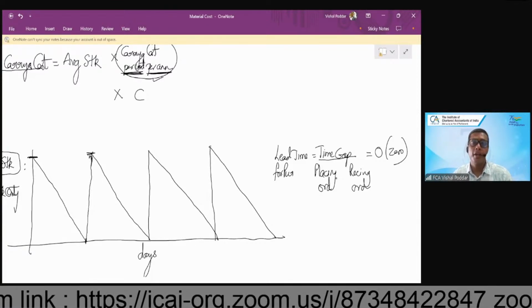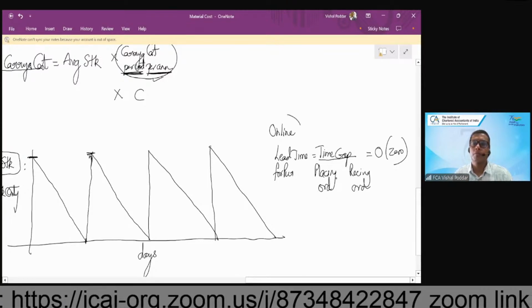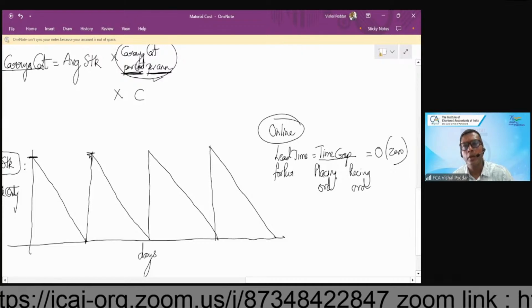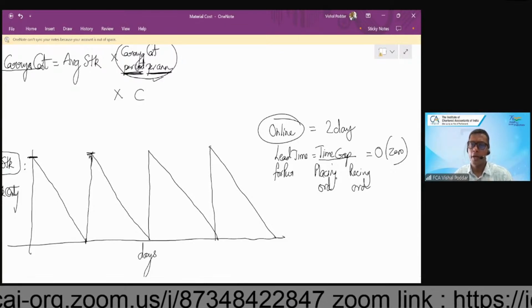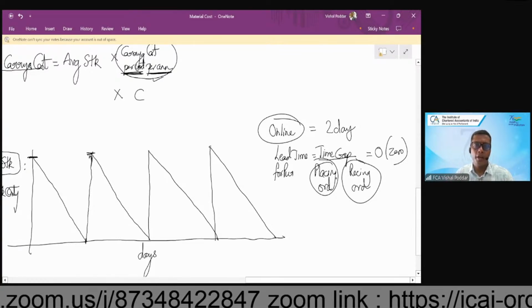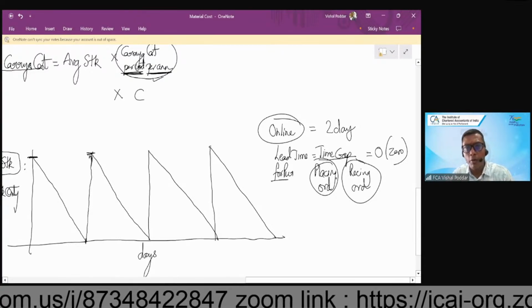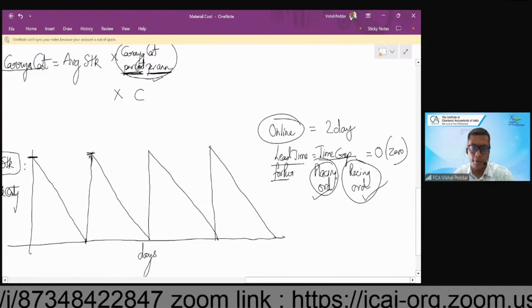But if, let us say, I order online and the app is going to deliver it in 2 days, so my lead time is 2 days. The moment I place the order on the app and when I receive it. So lead time means time gap. Lead time for purchasing means the time gap between you placing the order and you receiving the material.